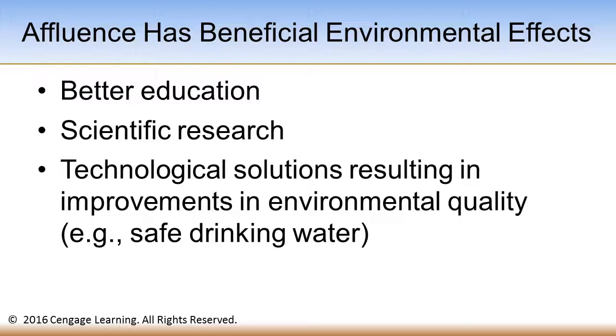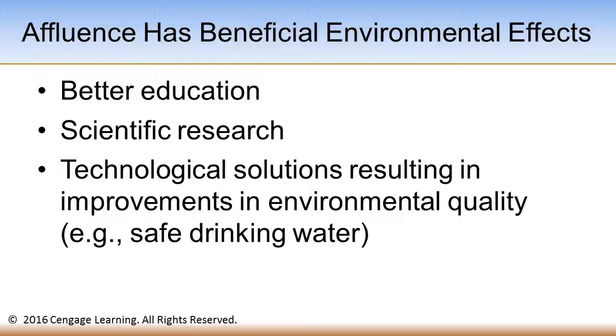Now, there are some benefits to affluence. Usually those countries that have wealth also have access to better education, scientific research, and developing technological solutions that can help solve the environmental problems that we're facing. So, the U.S. and other affluent countries have developed technologies to reduce pollution, to reduce environmental degradation and resource waste, as well as other ways to increase our beneficial environmental impact.